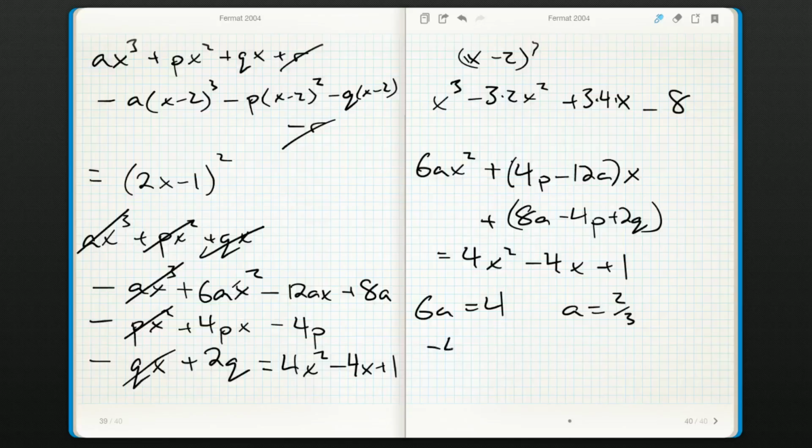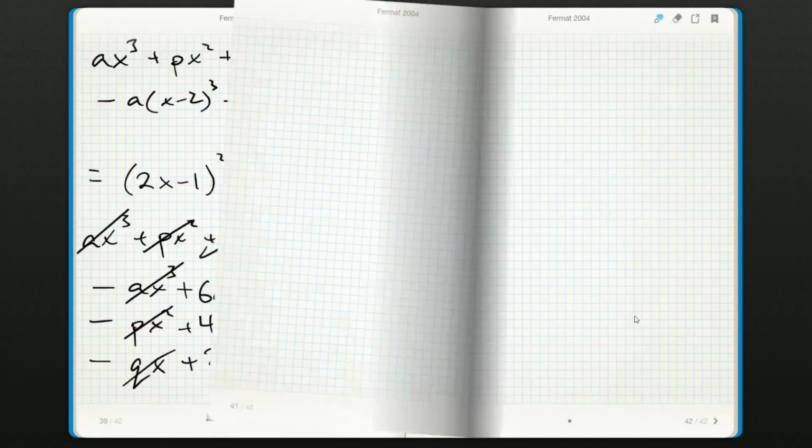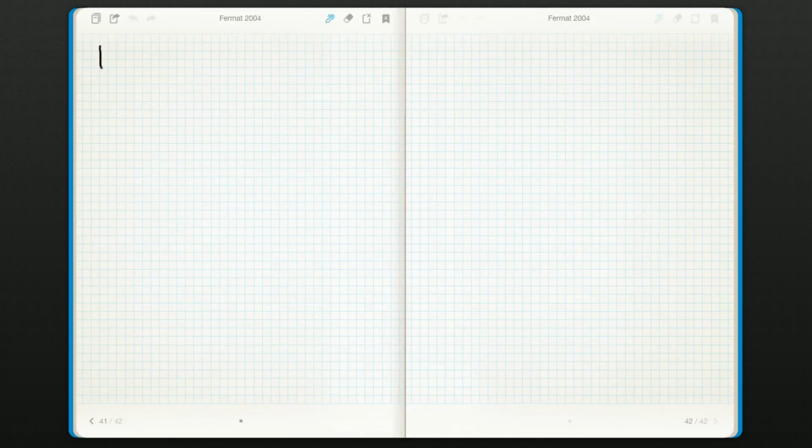Now, negative 4 has got to be equal to 4p minus 12a. But now we know what a is, so this is 4p minus 24 over 3. So 8, bring the 8 over to the other side. 4 is equal to 4p. p is equal to 1. Okay, and now we can use the last equation to solve for q. So 1 is equal to 8a minus 4p plus 2q, right?